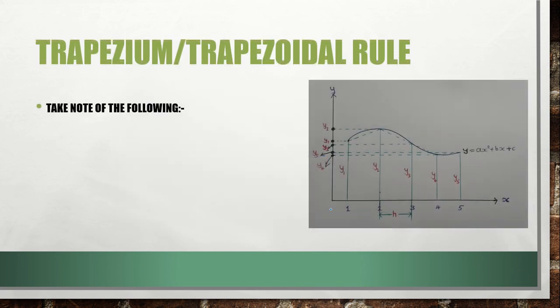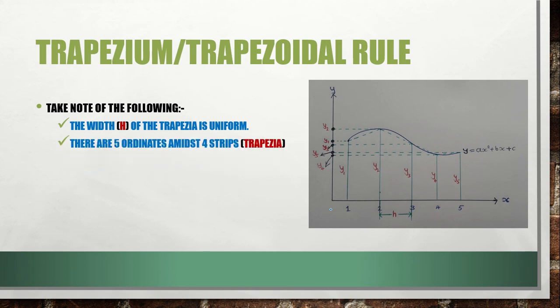So let's take note of the following. 1. The width of the trapezia is uniform, which is h. It's uniform for all of them. So that means between 1 and 2 is 1 unit, 2 and 3 is 1 unit, 3 to 4 is 1 unit, 4 to 5 is 1 unit. So h is equal to 1 unit. It must be uniform. That's something you need to remember.